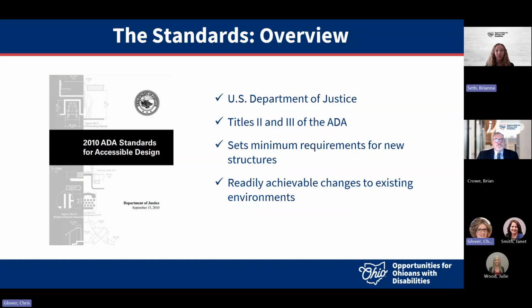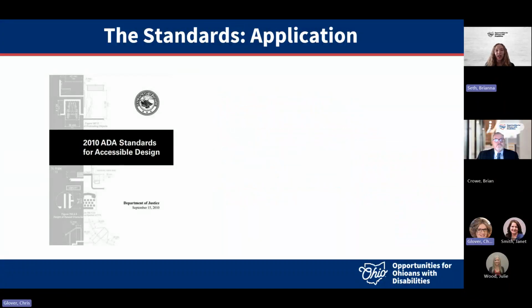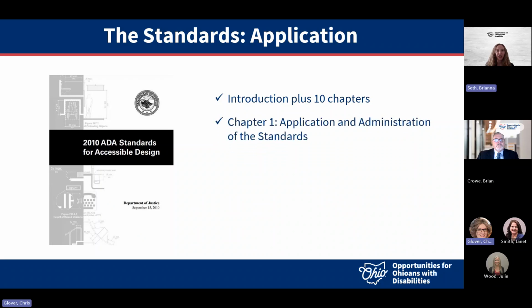They are also a reference for making built environment changes to facilities for better accessibility and for removing barriers which are readily achievable. It's helpful to understand how the standards are organized and where you can find the information you need. The standards include introductory information and 10 chapters. The introductory language provides information specific to the application of the standards for entities covered under Title II and Title III. Chapter 1 provides information on the application and administration of the standards.